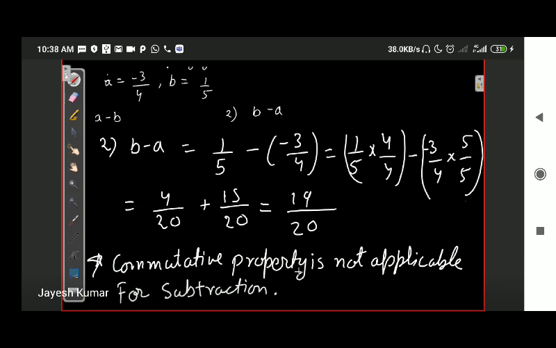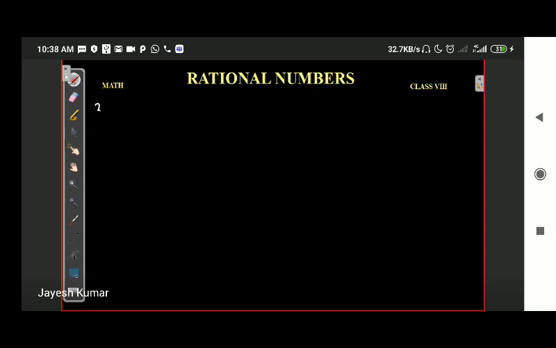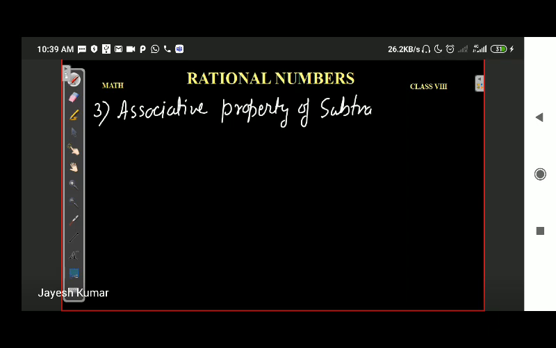Same type of thing with associative property. That will be your third property, associative property. Once again, associative property is not applicable on subtraction. I've discussed this with you earlier. Associative property and commutative property are only applicable for addition and multiplication, not for subtraction.